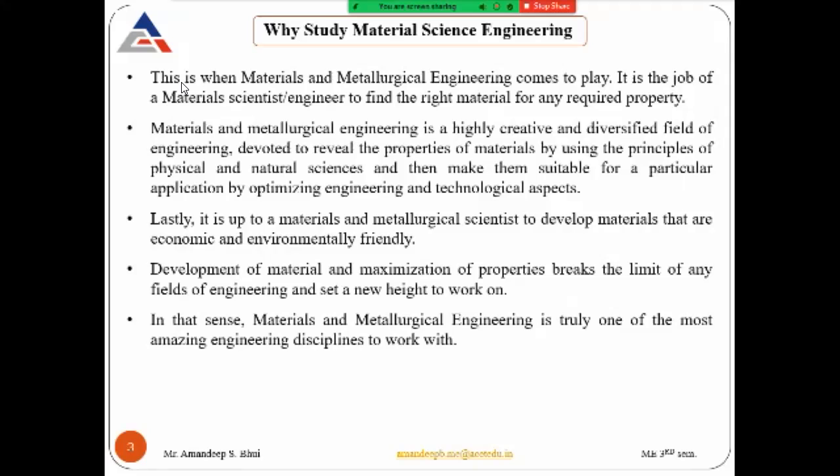So a materials and metallurgical engineer is a highly creative and diversified field of engineering devoted to revealing the properties of materials by using principles of physical and natural sciences, and making them suitable for a particular application by optimizing engineering and technological aspects. Okay, so what a material science engineer does is devote his whole life to finding the right material for the desired properties, using the physical and natural sciences.